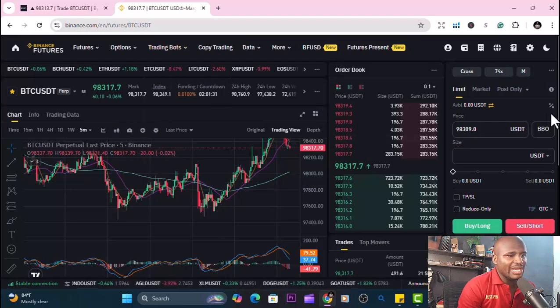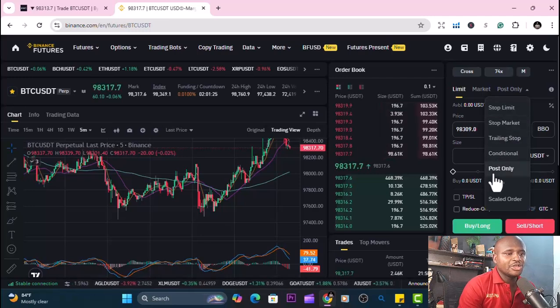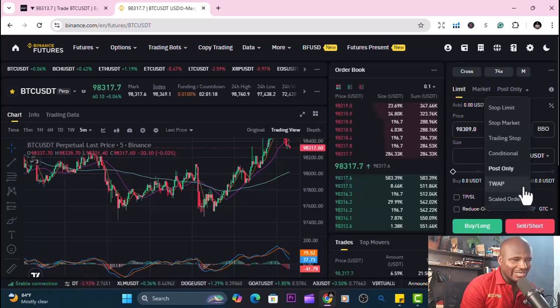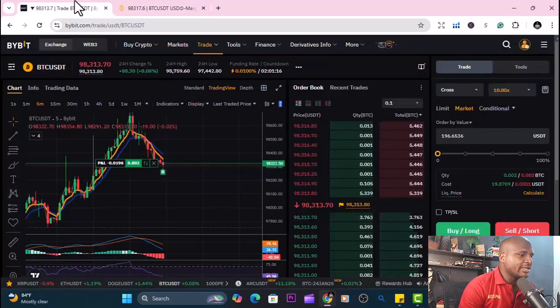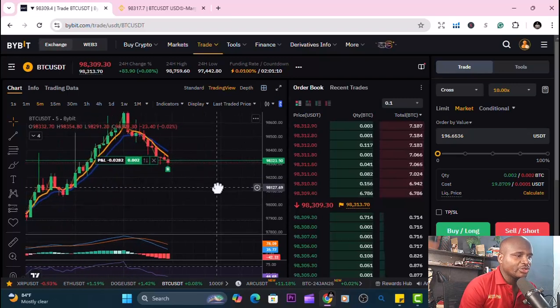So when you come to Bybit also, we have post-only, stop limit, stop market, trailing stop, conditional, TWAP, scale order, and that. So these are also other options that are on the platform that you may explore to see whichever fits your standard. So today we've talked about the types of orders that you need to execute to make your trade or to make some gains.